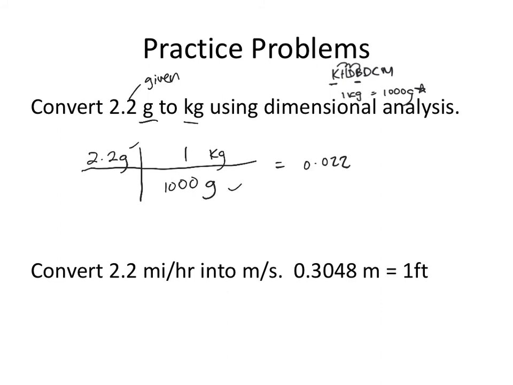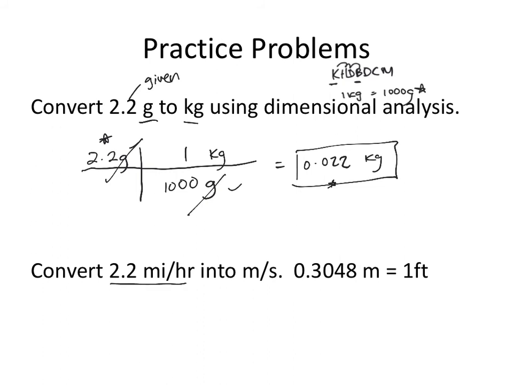0.022. Okay, we have 2 significant figures to start, so we're going to have 2 significant figures in our answer, like we do here. Unit evaluation, grams and grams cancel, kilograms are left over. Okay, and this is our final answer. And then let's go ahead and do one more challenging conversion factor.